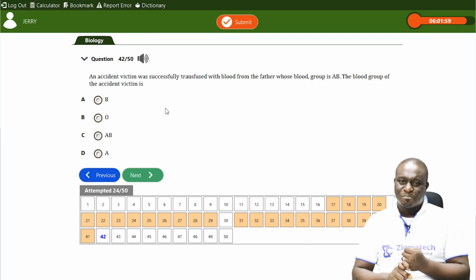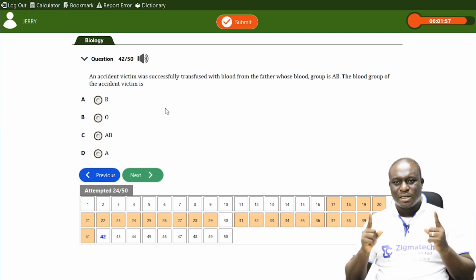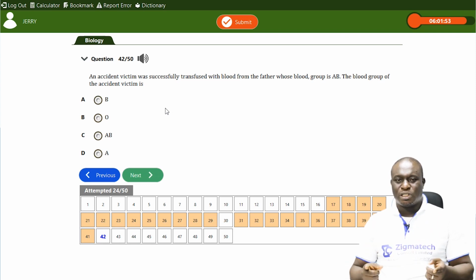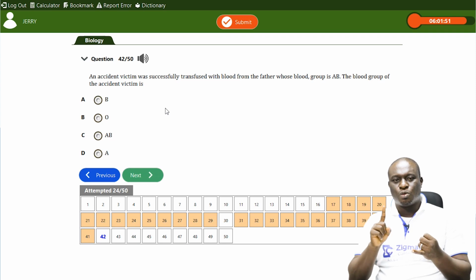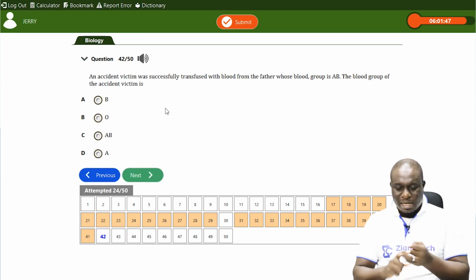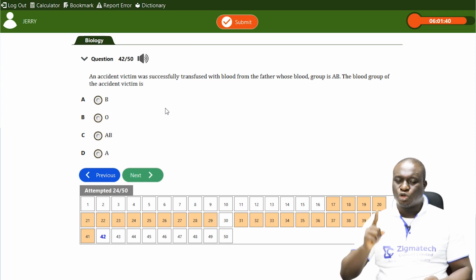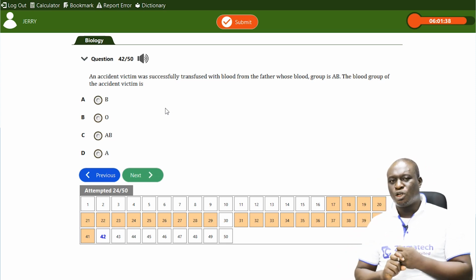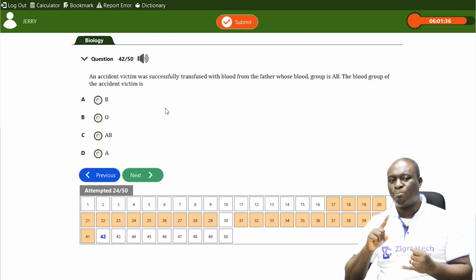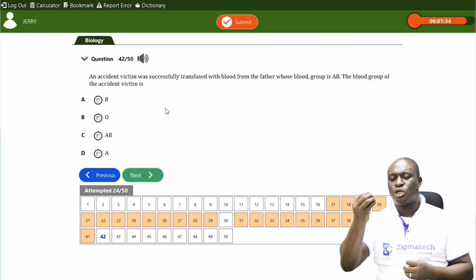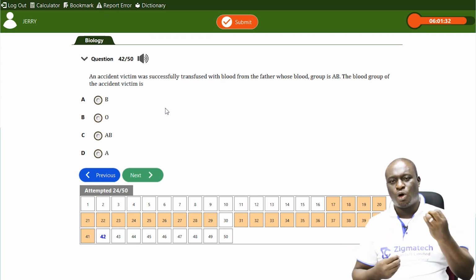Blood group A can only give blood to blood group A, but it can receive blood from blood group O and blood group A. It can receive blood from blood group O and blood group A, but it can only give blood to blood group A. The same thing with blood group B, can give blood to blood group B, but can receive blood from blood group B as well as blood group O.